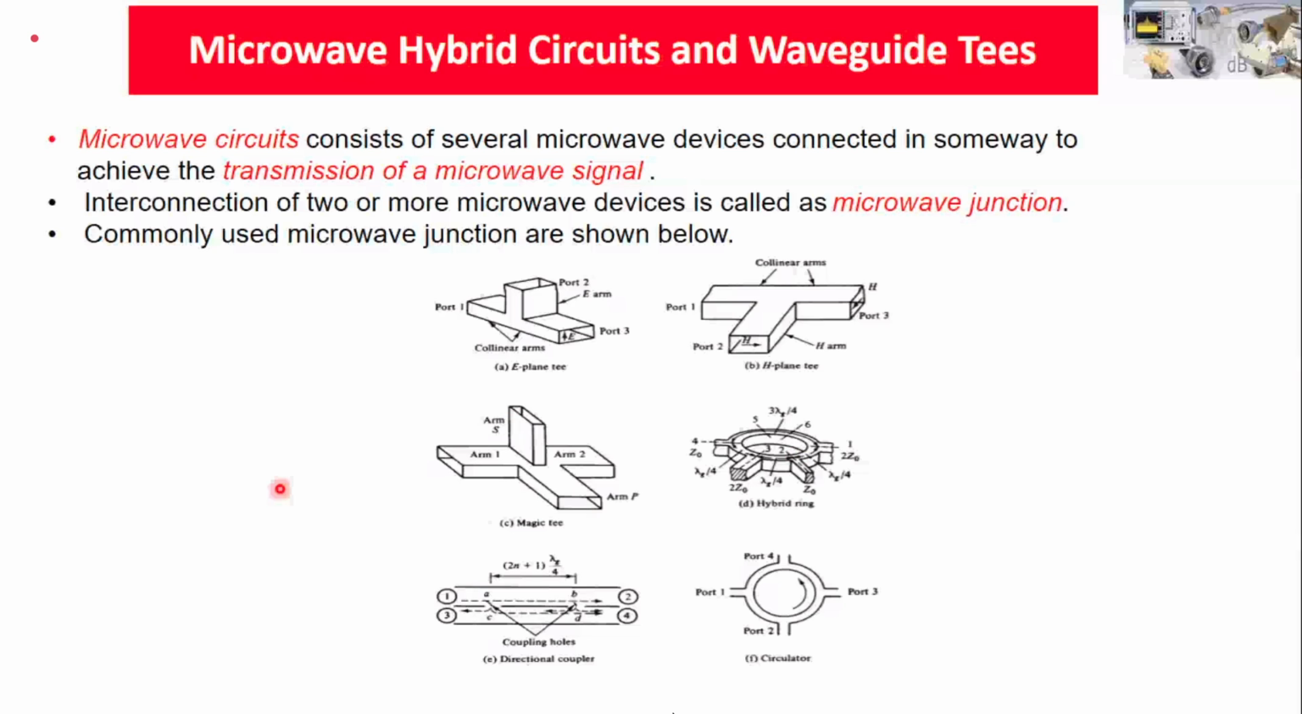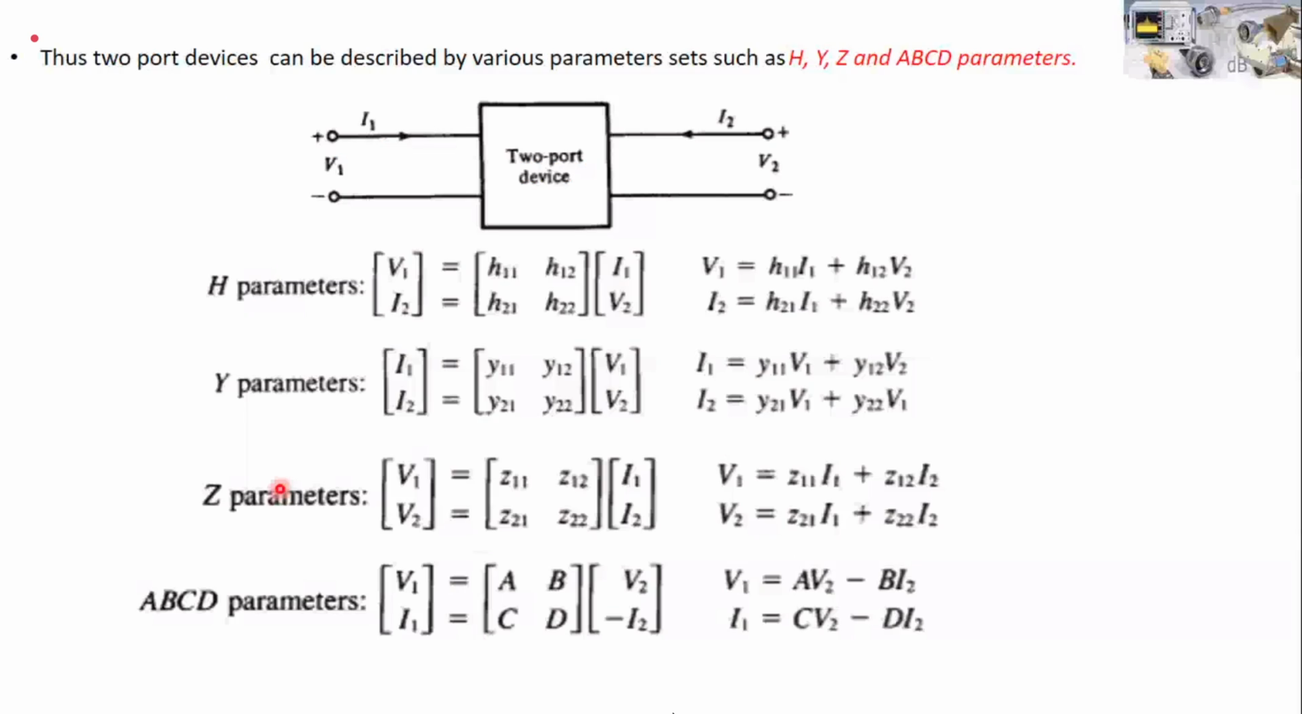So now in all these devices, two or more junctions, two or more devices are meeting at a common point. In order to characterize these devices, we require two port circuits. Two port devices, already you have studied various types in your analog electronics, H parameters, Y parameters, as well as in networks. Various two port networks are H parameters, Y parameters, Z parameters, ABCD parameters.